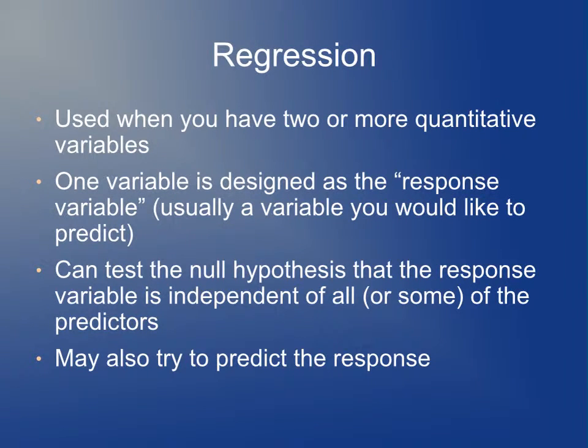So the next statistical method that we discussed is regression. It's mainly used when you have two or more quantitative variables, say you want to predict whether the speed of a car affects the distance it goes before it stops, which was an example we used in some of the previous lectures. We have two numeric variables. You want to know, are they associated with one another? You'll designate one variable as the response variable, usually a variable you want to predict using the other variable, and you can test the null hypothesis that the response variable is independent of all, or some, of the predictors, and you may want to use it to predict the response as well.